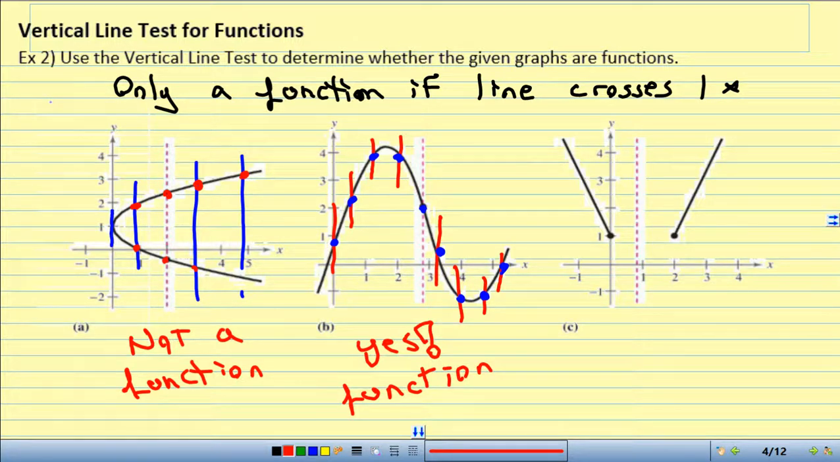And let's look here. Let's make vertical lines. Boom, boom, boom, boom, boom, boom. Okay, so the vertical line crosses this one time. Crosses it once. So in this case, yes, it is a function.